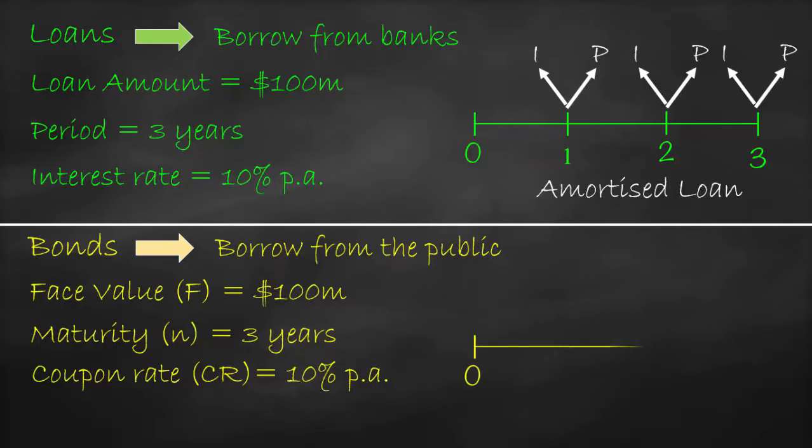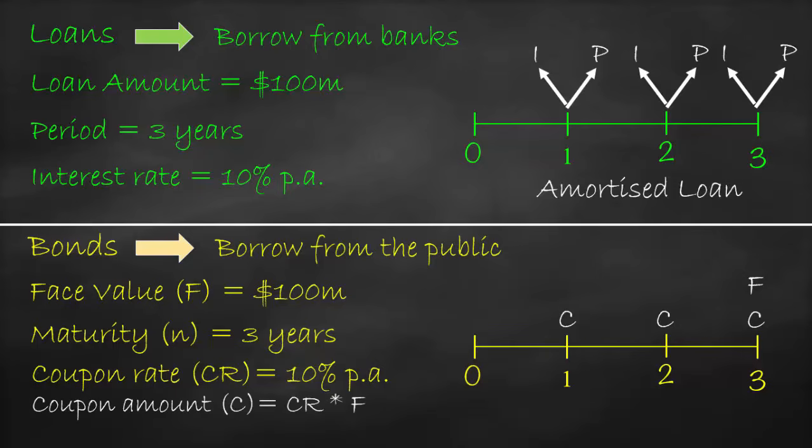While for bonds, we still have the maturity of 3 years, but every year we will pay only the coupon, which is the interest. And we will pay the whole amount, which is the face value at maturity in the last year. For example, here we have coupon rate 10% and we have face value 100 million. Therefore, we can calculate our coupon amount, which has a symbol C, which is equal to coupon rate times face value, which is 10% times 100 million, it will be 10 million.